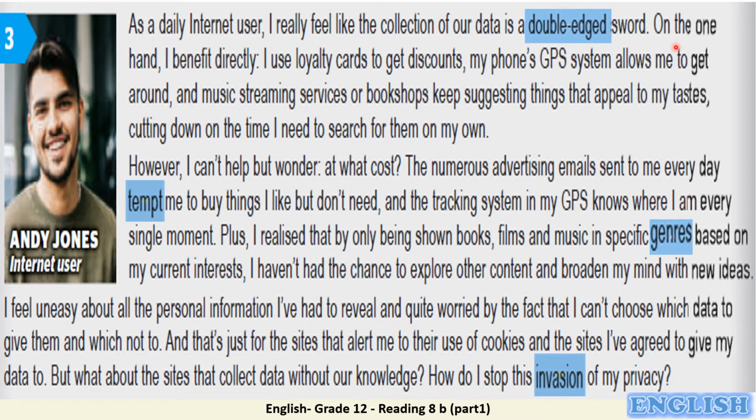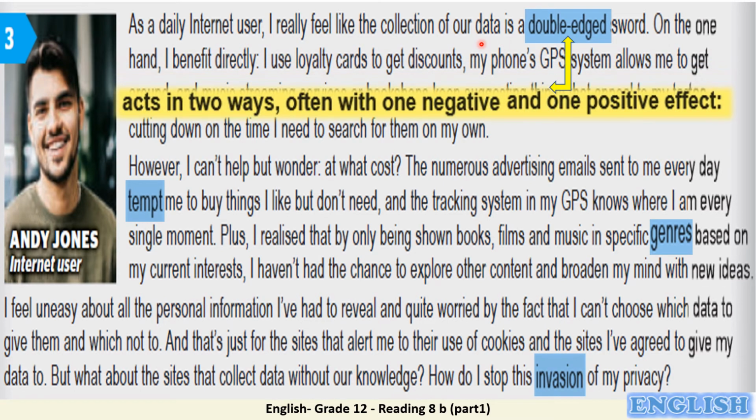Here, my good students, we have 4 highlighted words. As a daily internet user, Andy Jones says, I really feel like the collection of our data is a what? Double-edged sword. A sword? Yes, a weapon with 2 edges, 2 sides, good and bad. A sword that acts in 2 ways, negatively and positively.